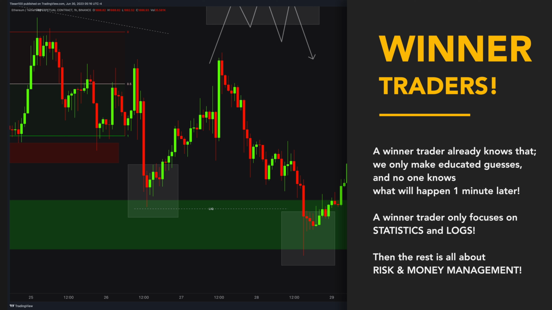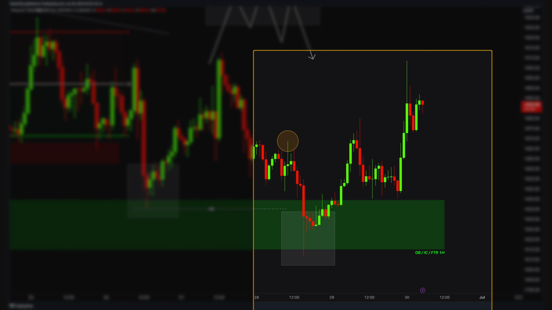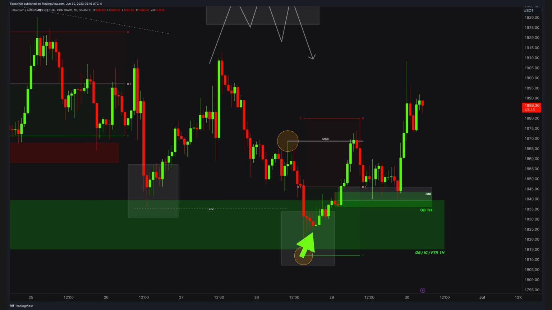The only thing we can rely on is managing our risk and trusting the statistics. Statistics is the only way to be a long-term winning trader. Here is a nice structure shift after the big bounce from the hourly order block. Price pulls back to this order block and imbalance combo, which I love to trade a lot.